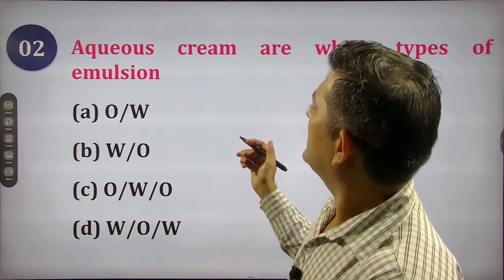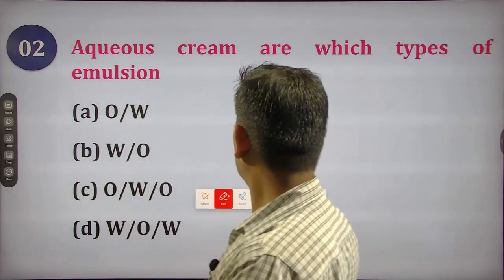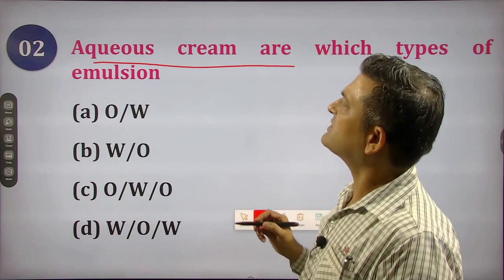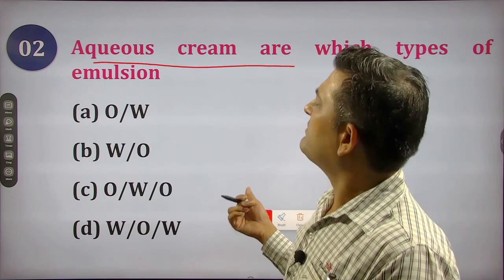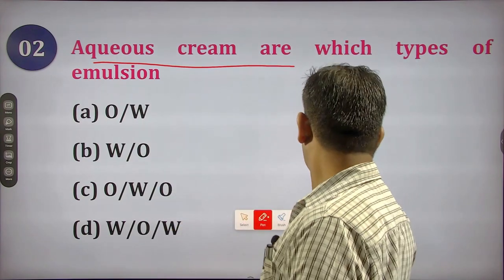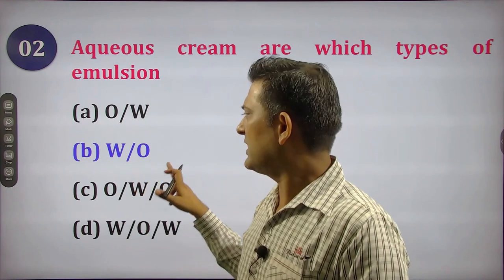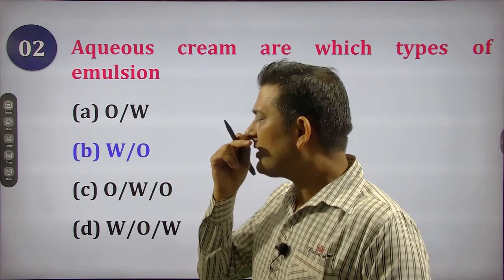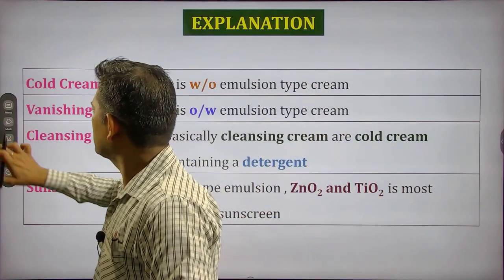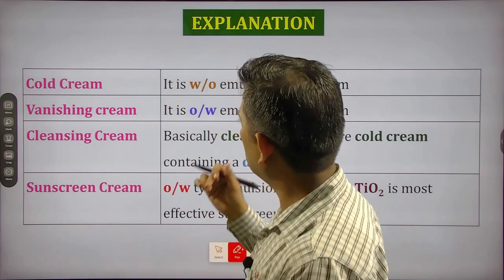So in this second question, what is the question being asked? Whether aqueous cream is an O/W type or W/O type. Let us see what the answer is and why. The answer is W/O, that is, water in oil type. Why is this the answer? We have the explanation before you. Why are the others not the answer?